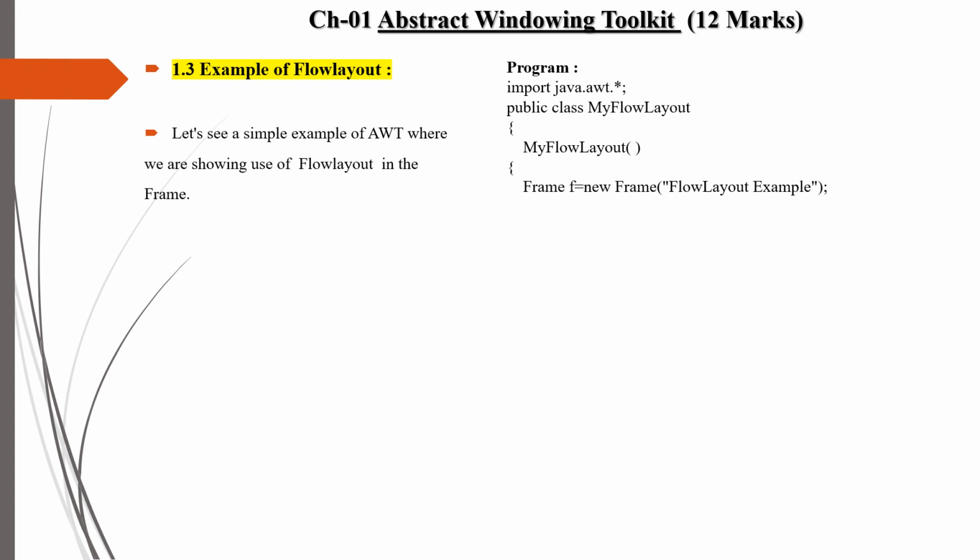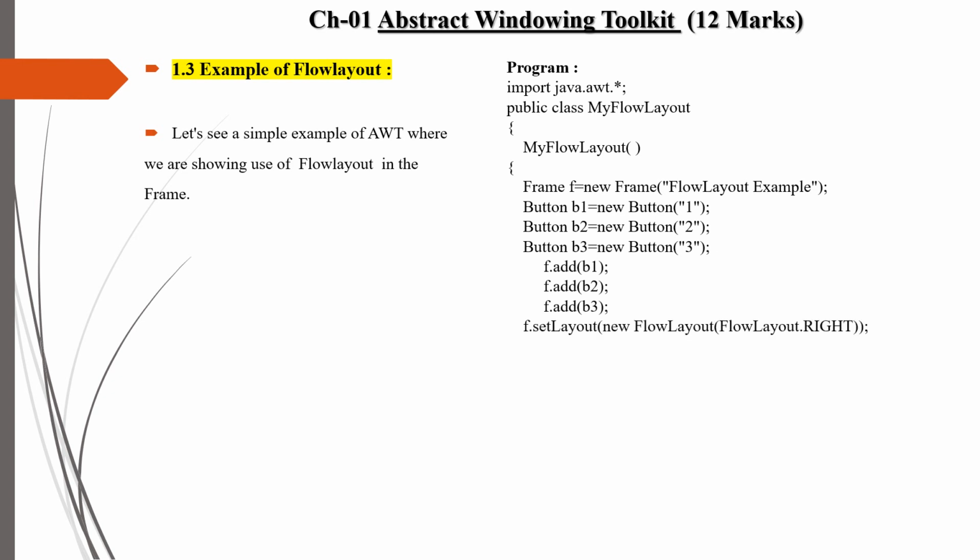Then we create one object of the Frame class. Frame f is equal to new Frame with the title FlowLayout Example. f is the object of Frame. Then we create one button, b1, with title number 1. Similarly we create another button with number 2. Similarly we create another button with number 3, and then we add all the buttons to the frame.